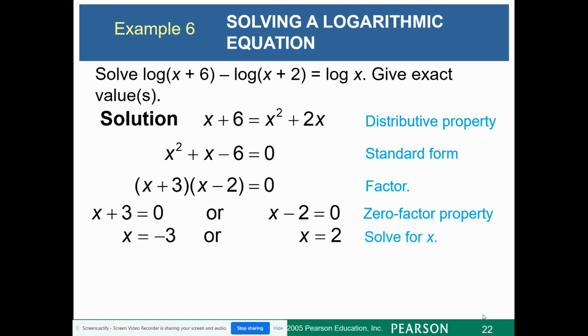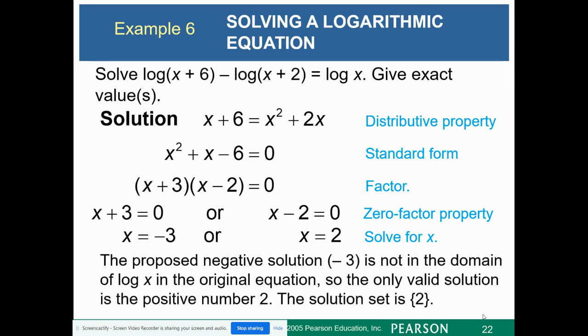Now you have to be careful with your two answers. The definition of a logarithm is that you cannot take the log of 0 and you can't take the log of a negative number. So if you replace in the original problem, if you replace x with -3, will you be taking the log of a negative number? Well, it turns out yes, you will. If you put -3 in this log of x plus 2 part, you're going to be asked to take the log of -1, which you cannot do. So x equals -3 is not a proper answer. The only answer is x equals 2.